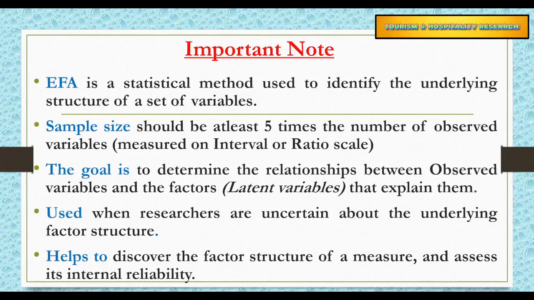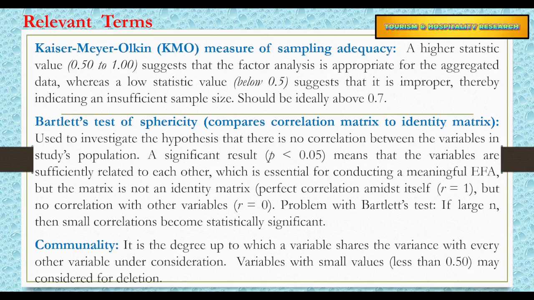The goal is to determine the relationships between observed variables and the latent variables. It is used when researchers are uncertain about the underlying factor structure, and it helps to discover the factor structure of a measure and assess its internal reliability. These are some of the relevant terms which we need to know before we delve into how to conduct EFA in SPSS. The first is KMO.